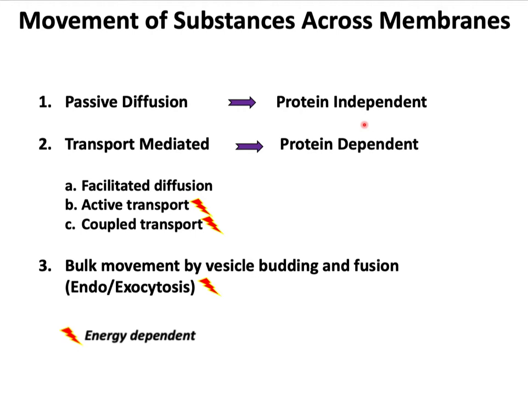Then there are transport-mediated movements of substances across membranes. The characteristic of the transport is usually that protein transporters are involved. There are three subclasses of those: facilitated diffusion, active transport, and coupled transport. And finally, there is bulk movement across membranes, which is the movement of very large proteins and is usually achieved by vesicle budding and fusion.